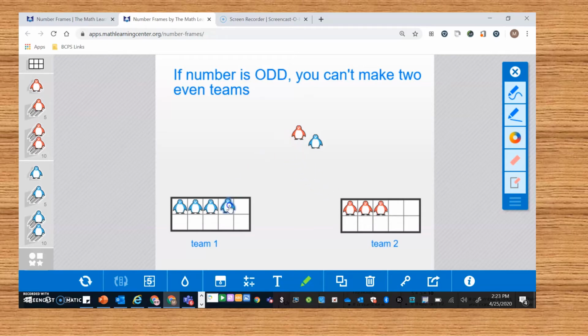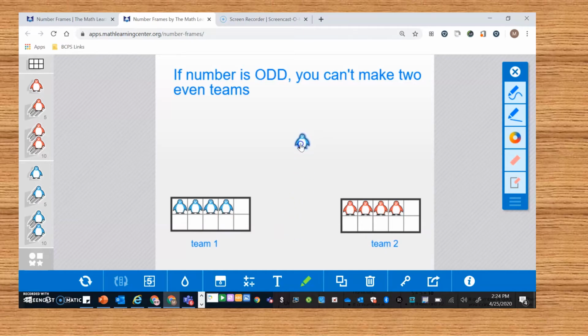We'll put our blue penguin down here, and now we'll look at our teams. 1, 2, 3, 4 blue penguins, 1, 2, 3 red penguins. If we count them all together, that is a total of 7. And if you notice, the teams are not equal. So that means we have an odd number and the teams cannot be equal. I'm going to put my last red penguin over here, making 4 on team 2 and 4 on team 1, making a total of 8 penguins. And if you notice, they are equal. So we know the number 8 is even, meaning equal teams.